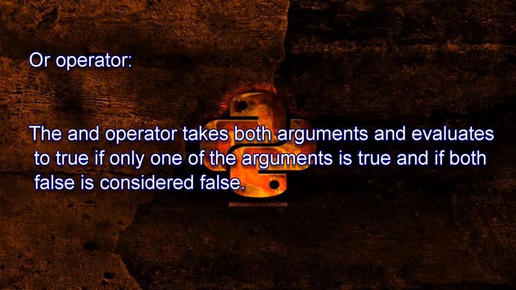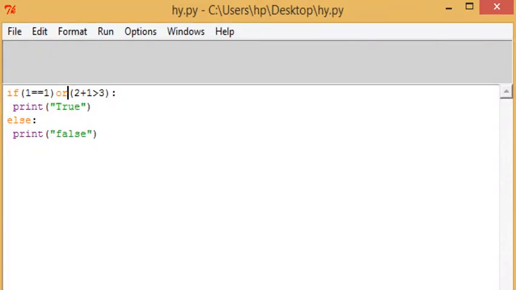The next operator that we have in Boolean logic is the OR operator. In the OR operator, we just need to check whether any one of the arguments that we have put in the if statement evaluates to true. Here we have added the same condition as earlier with a small change: if 1 equals 1, OR 2 plus 1 is greater than 3.